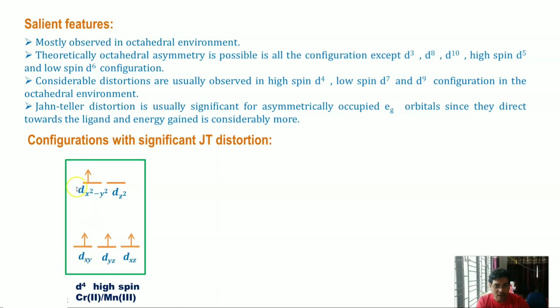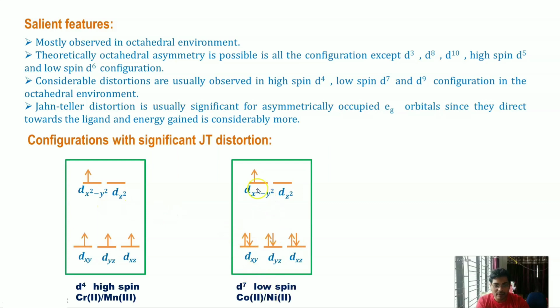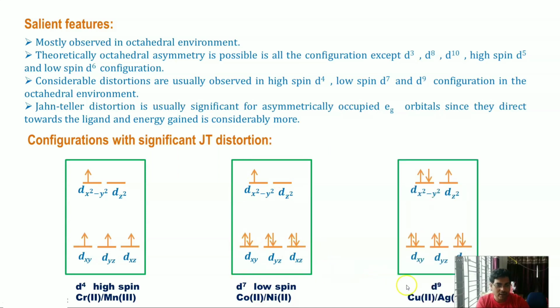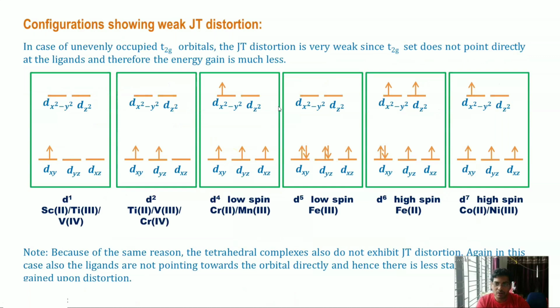Take d4 high spin. In d4 high spin, x square minus y square will be occupied by one electron, so eg will be unsymmetrically occupied. Similarly for d7 low spin, eg is unsymmetrically occupied and t2g is symmetrically occupied. Again for d9 configuration, eg is unsymmetrically occupied and t2g is symmetrically occupied. So in all these cases where eg is unsymmetrically occupied, we get significant Jahn-Teller distortion.